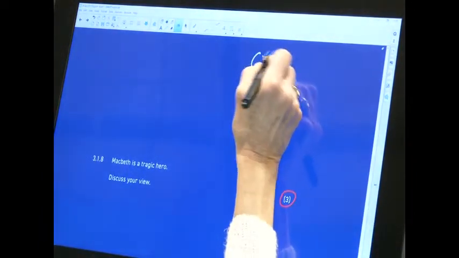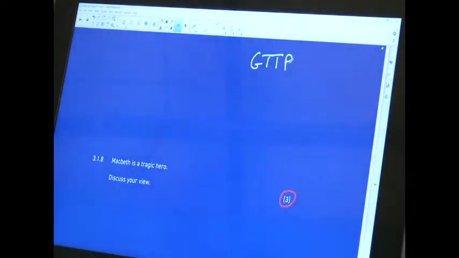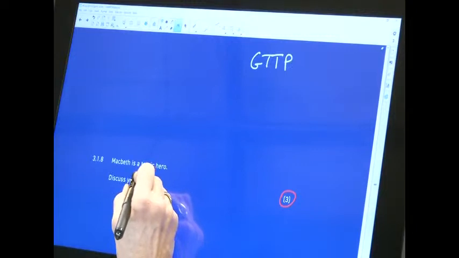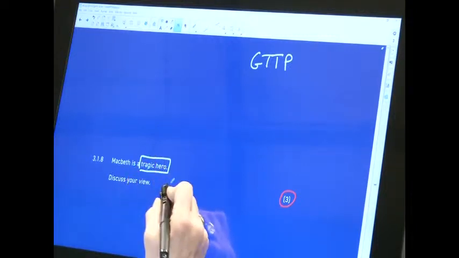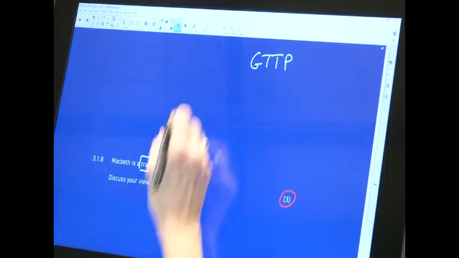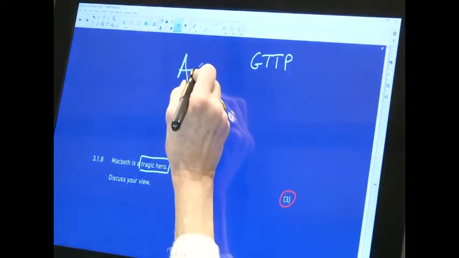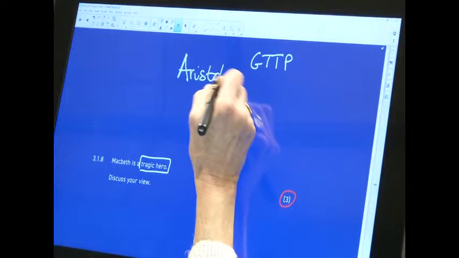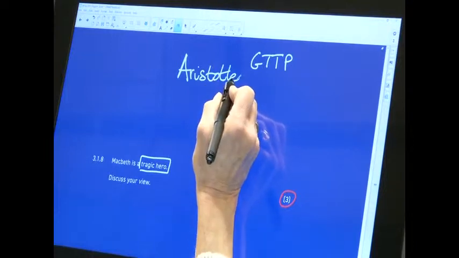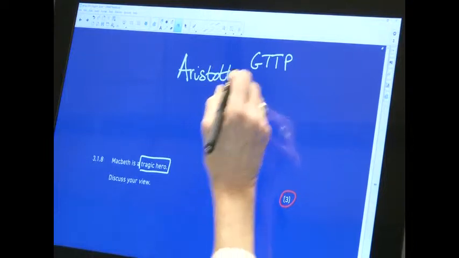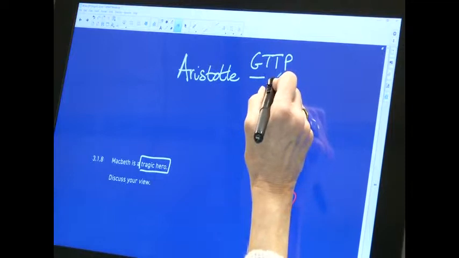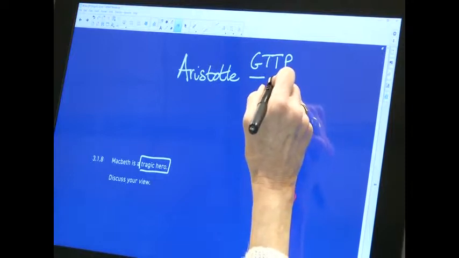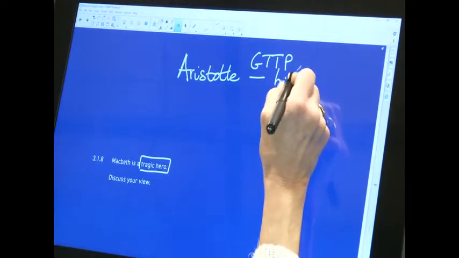I write on my students' answers, GTTP, get to the point. So I think you need to plan this. I really would stop and do a wee bit of planning. A tragic hero, we're going back to Aristotle. You're not going to put all of this into your answer. This is what you're thinking. Aristotle said that a tragic hero must have a high position.